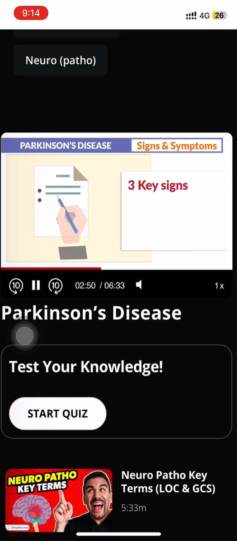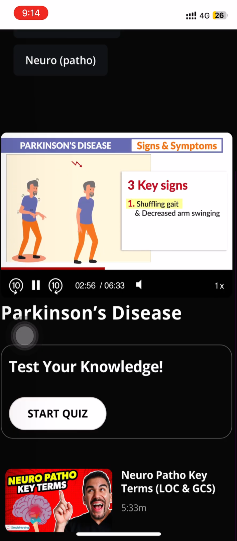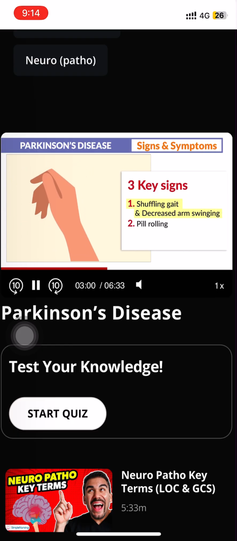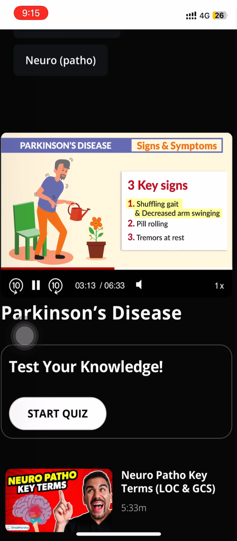Now, the 3 signs and symptoms to write down, because these are common on a lot of question banks, is number 1, shuffling gait with key term decreased arm swinging. Number 2 is pill rolling, which kind of looks like you're rolling something between your fingers. And number 3 is the tremors at rest, aka resting tremor. So that constant movement. But oddly enough, these tremors actually decrease when a client's attention is diverted by activity.